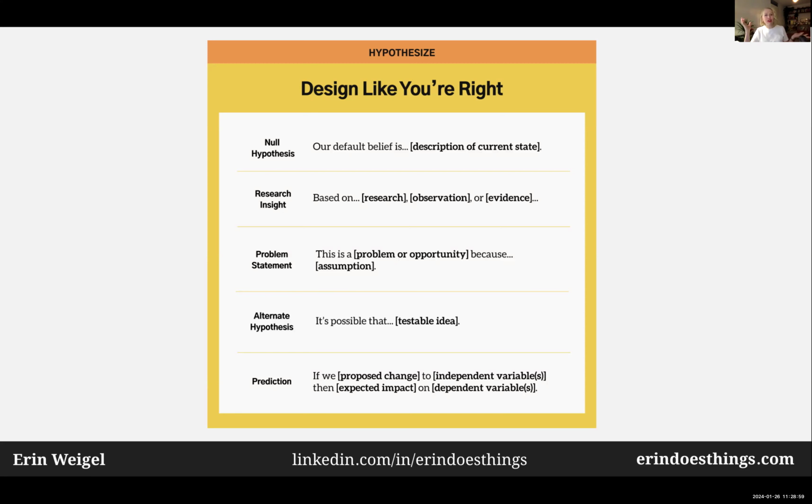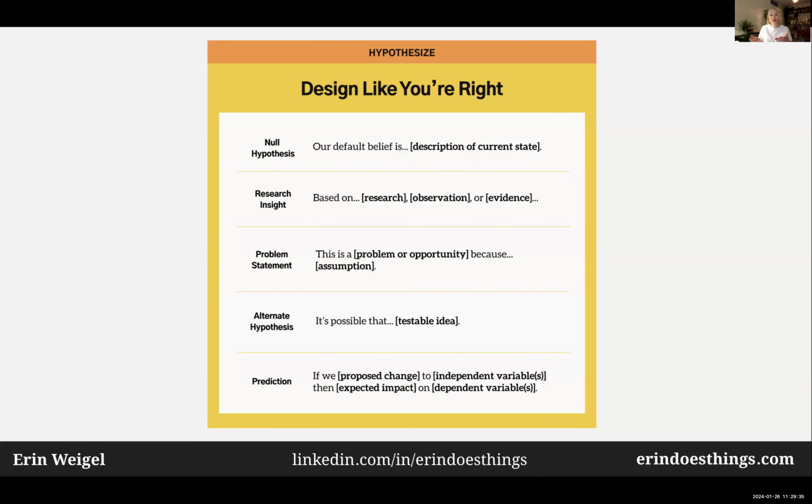So it's basically like experiment Mad Libs, where you just fill in the blanks, and these templates don't do the thinking for you, but they do prompt you to do the thinking in the correct order. So in this particular one, you have to restate what your null hypothesis is. You have to state what research insight has led you to this hypothesis. Then to make sure that you're actually aiming to solve a customer problem or some other opportunity, you have to write your problem statement.